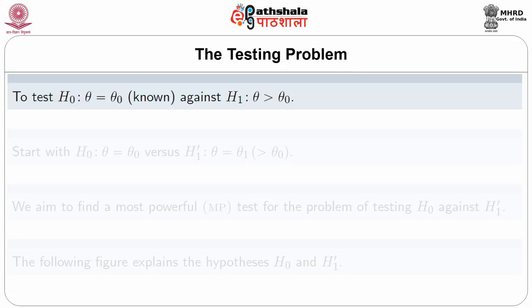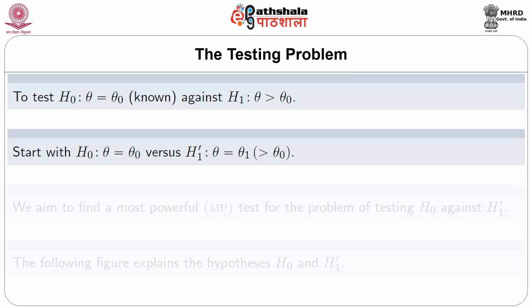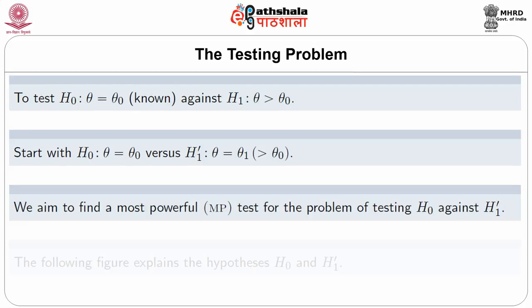So we consider the problem of testing H naught, theta is equal to theta naught, theta naught is known, against H1, theta is greater than theta naught. So first start with H naught, theta is equal to theta naught versus H1 prime, theta is equal to theta 1, which is greater than theta naught. So here the null hypothesis is simple and the alternative hypothesis is also simple, and we aim to find a most powerful test for the problem of testing H naught against this H1 prime.